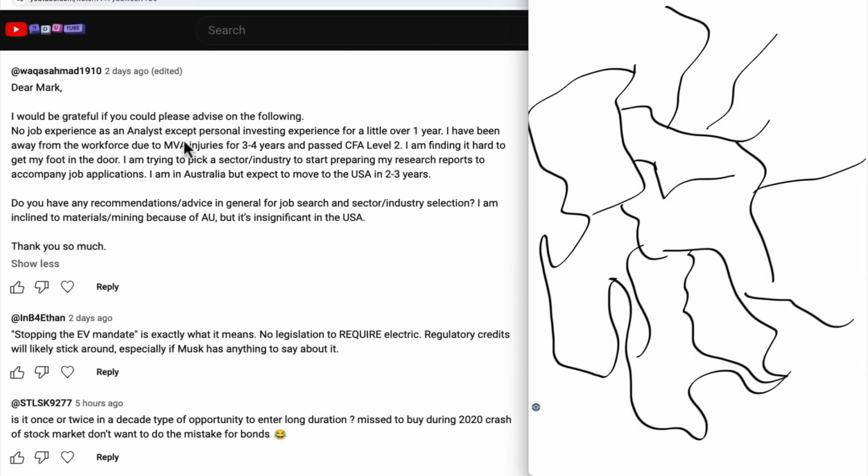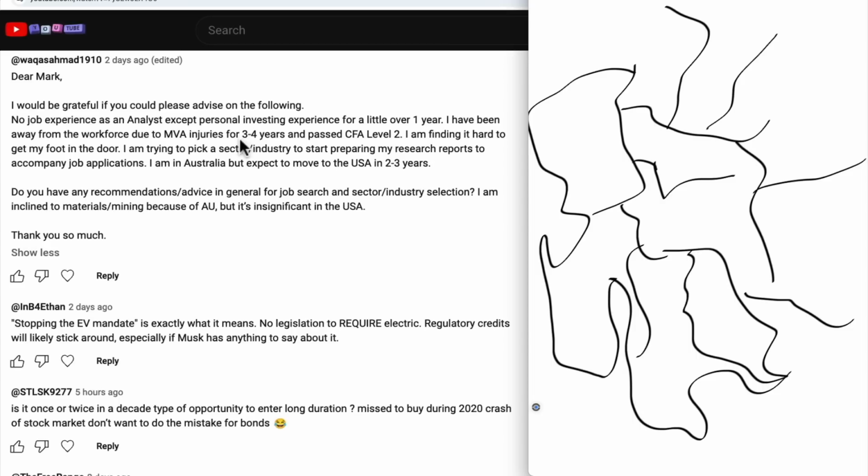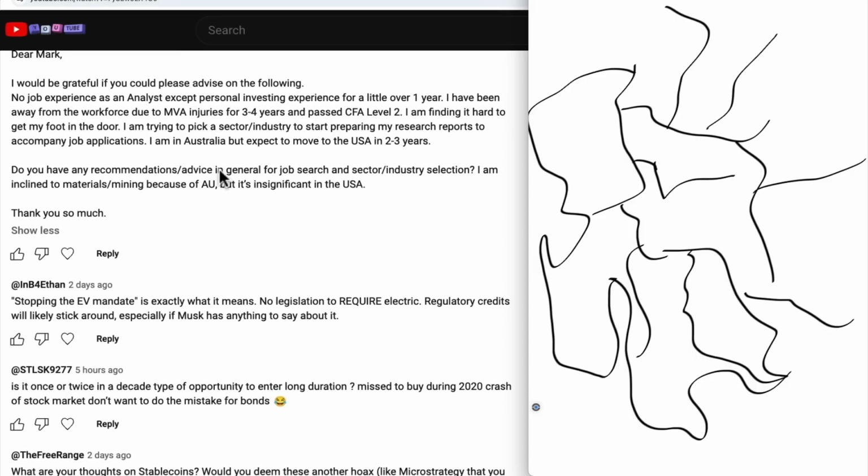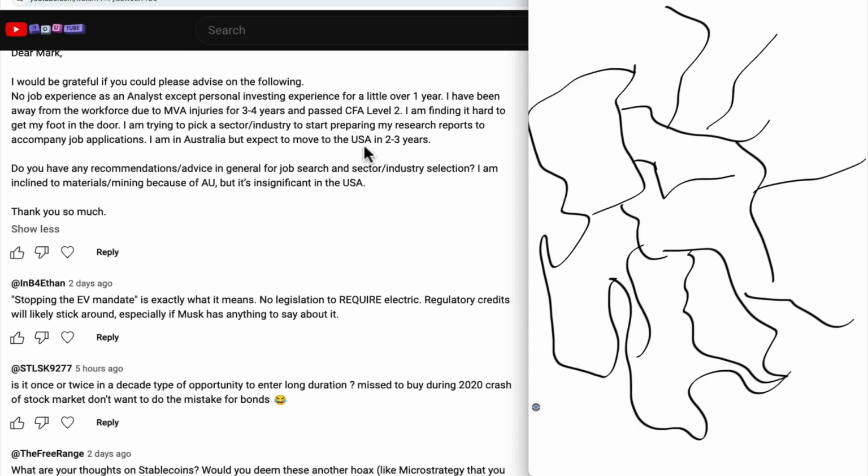No job experience as an analyst except personal investing experience for a little over 1 year. I've been away from the workforce due to MVA injuries. Don't know what that is. 3 or 4 years past CFA level 2. Finding it hard to get my foot in the door. Trying to pick a sector industry, start preparing my research reports to accompany job applications. I'm in Australia but expect to move to USA in 2 to 3 years. Any recommendations, advice in general for job search and sector industry selection?